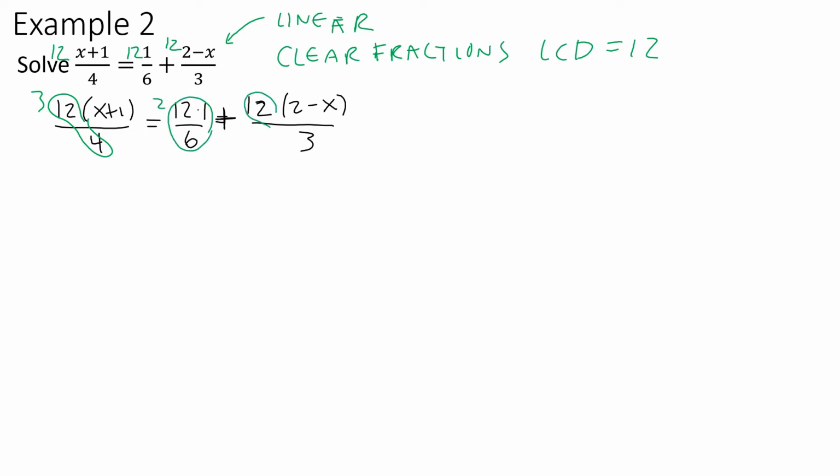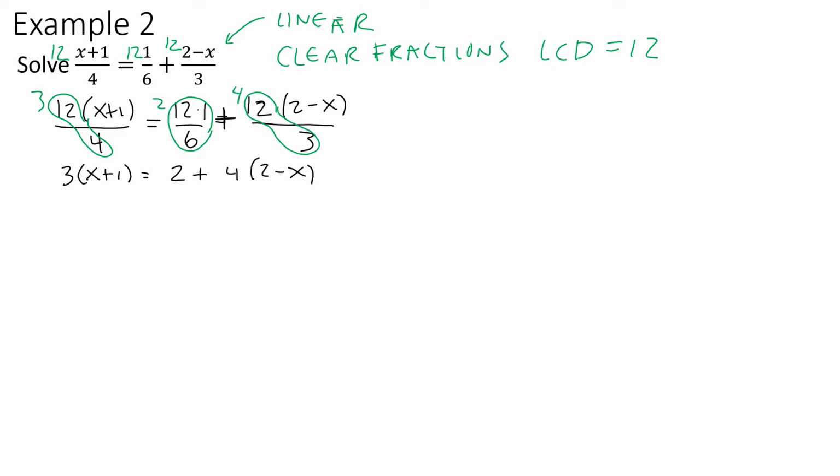And in the third term, I have 12 divided by 3, that's 4. So now I'm going to write what I have left. 3 times the quantity x plus 1 equals 2 plus 4 times the quantity 2 minus x. So this is an equivalent equation involving x, and it's much easier or more simple to solve than the original one with the denominators of 4, 6, and 3.